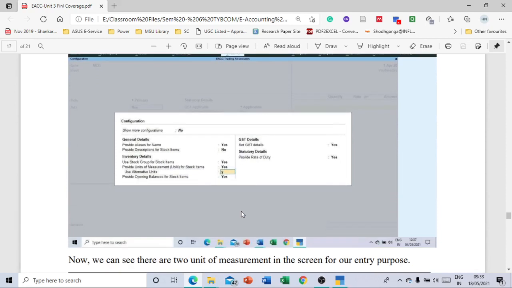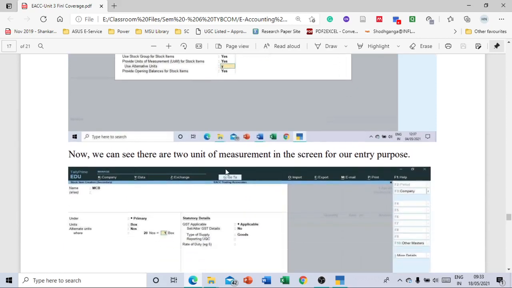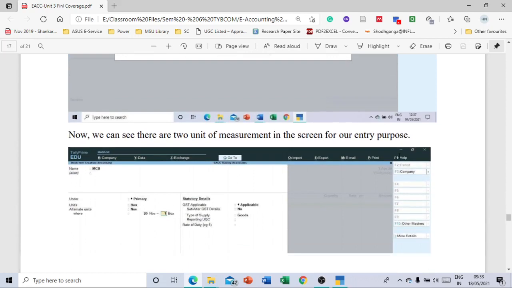So you can see the next screenshot which is showing on the screen. It is a particular F12 configuration part. You can see in the second last item, it is written use alternate units. Once you activate this function, then only you are able to see a next screen item, which is very useful for the purpose of the journal entry. You can see I have already done yes here, use alternate unit in this screen. Now we can see there are two units of measurement in the screen for the entry purpose.